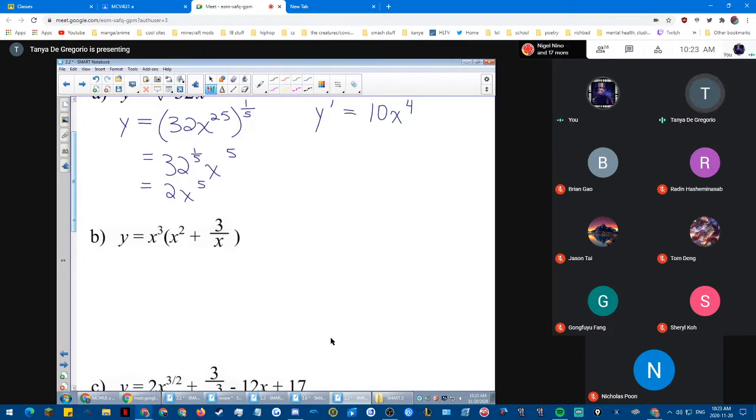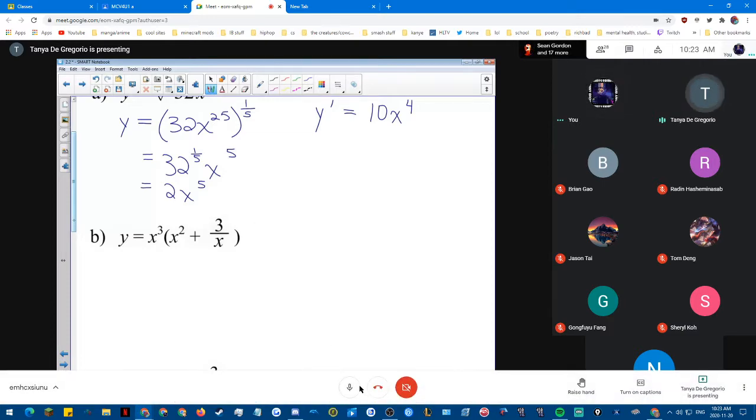40x cubed. So then you're going to find what's called a second derivative, and we're going to learn that too. And then you can find the third derivative, and you can keep going. Yes, you can keep going until you eventually get to 0, right?